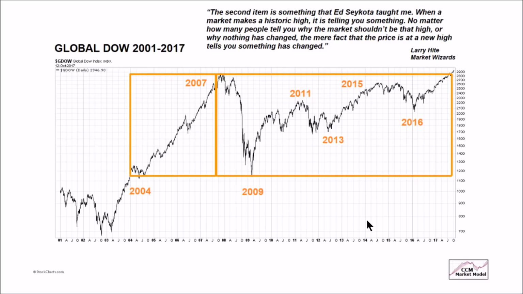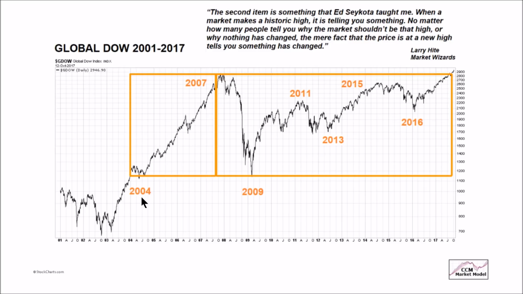Let's shift gears here momentarily to global stocks. This is the global Dow Index. This is calendar year 2001 on the left side of your screen, and the present day, October of 2017, on the right side of your screen. Similar to many major indices that we've looked at in recent months and dating back over a year, we have one of our long-term consolidation boxes and a bullish breakout here.